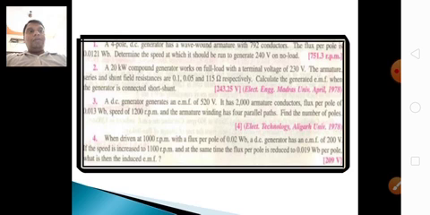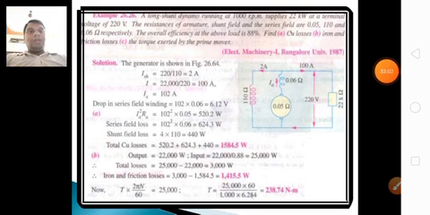Right? And then next, output. What is output? Output is 22,000 watts, 22 kilowatts. And what is input? Input equal to output by efficiency. Efficiency is also given, 88%. So input equal to 22,000 by 0.88. So we get the value of 25,000 watts. So total loss is equal to 25,000 minus 22,000, so 3,000 watts. Total loss is 3,000 watts.